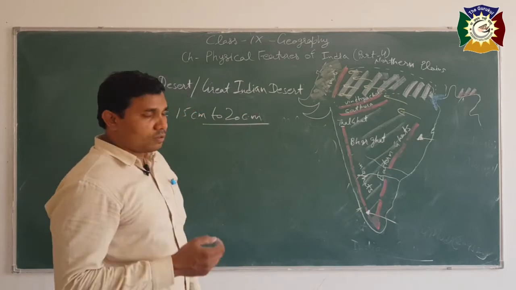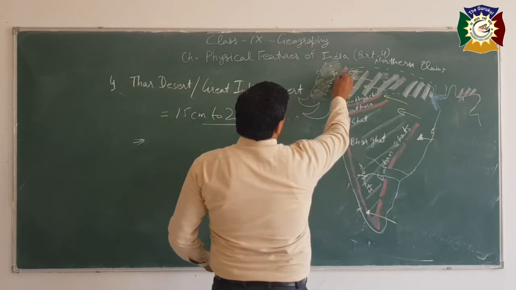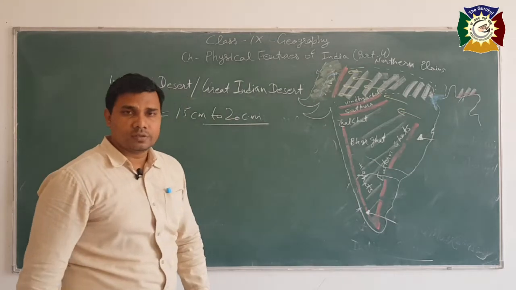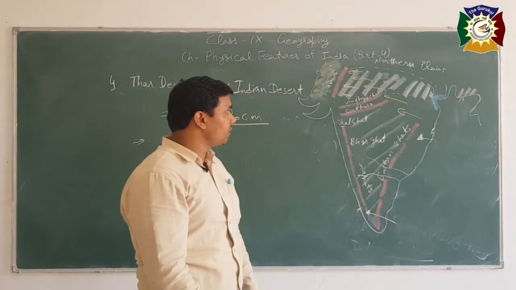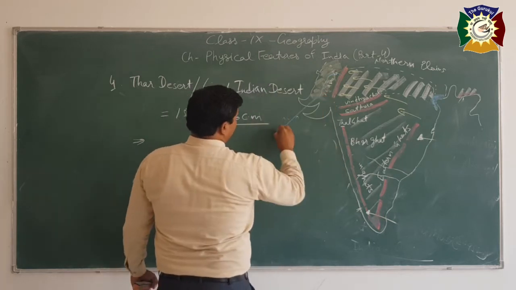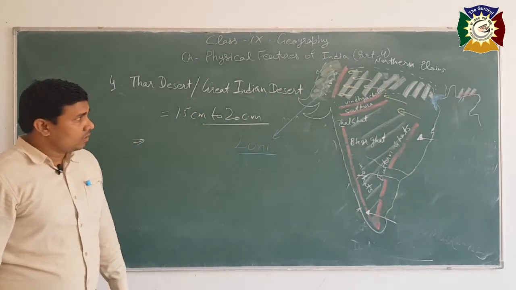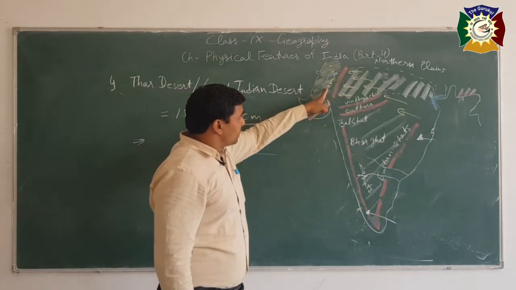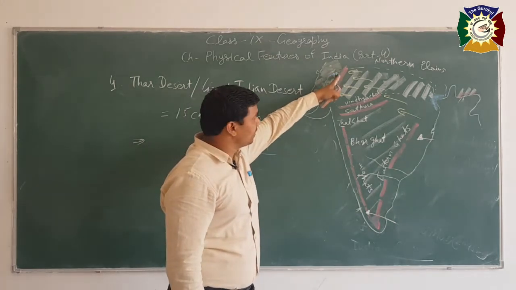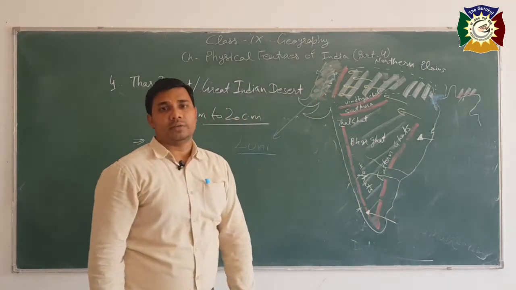And one more feature of this desert, there is only a single river that flows through this region. You know the name of this river? This river is known as the, I am writing it here, Luni. Dear students, Luni is the single river that originates on the western side of the Aravalli hills, and it never falls in any water body.